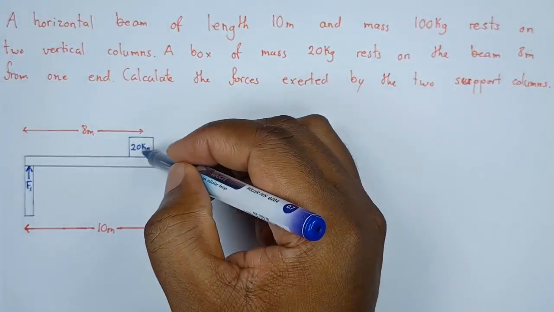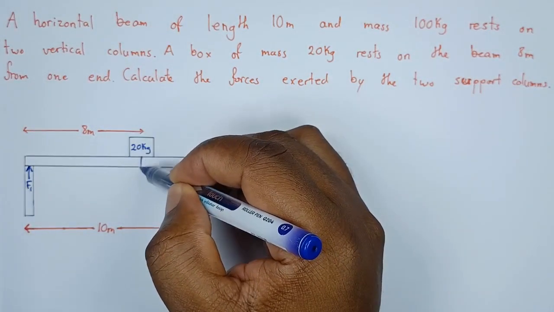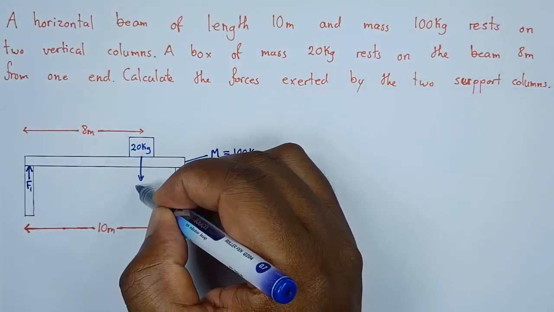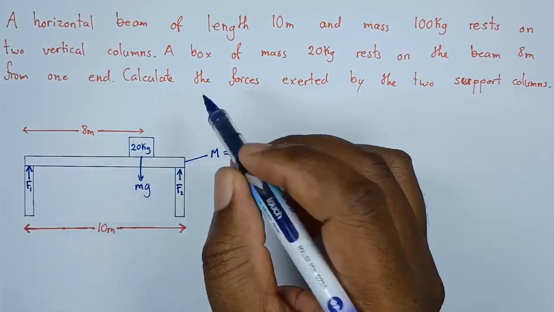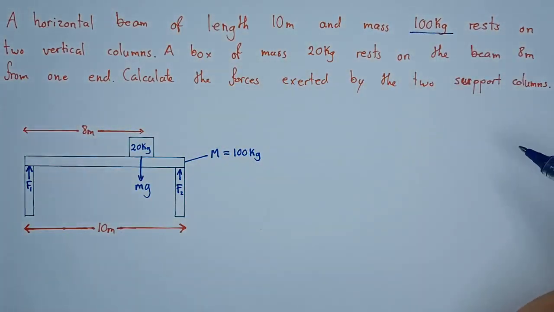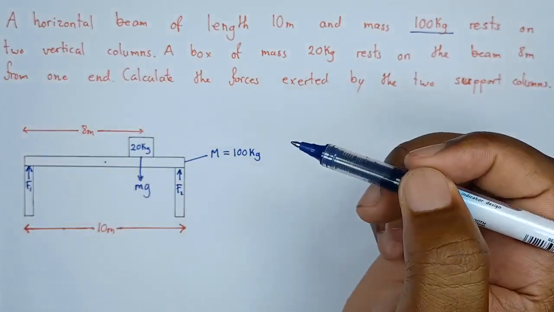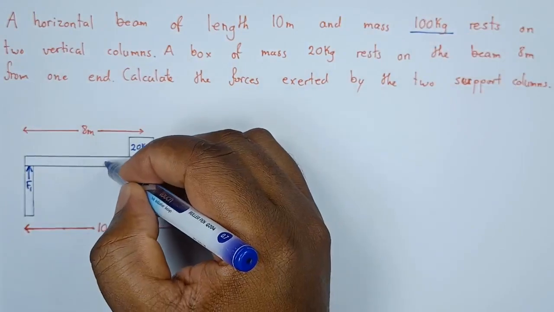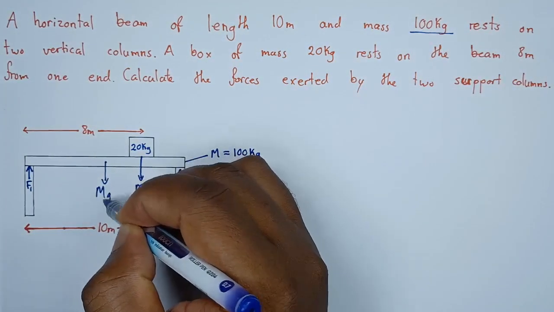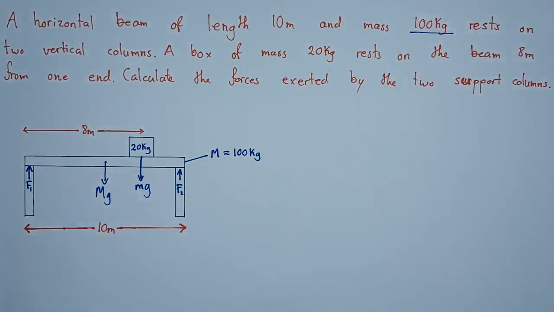Now, since we have this object here, it means that there's gravitational force at this point. So let's just use mg. Now, the beam itself has a mass of 100 kilograms, so we're going to go to the center of gravity for the beam. Hence, the beam will also have gravitational force, which is mg. I've just differentiated the two: this is mg for the box, this is mg for the beam.